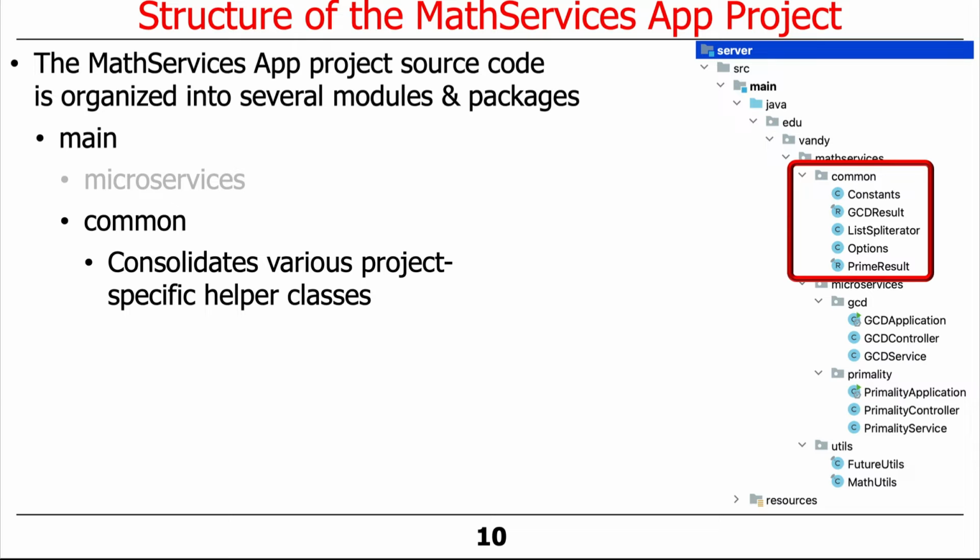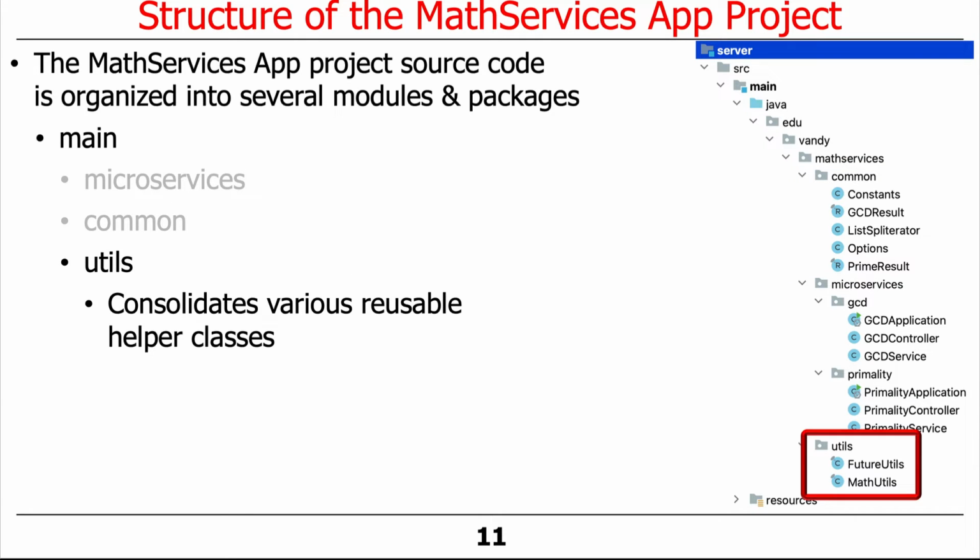And as usual, we have a constants file and an options file. There's also a set of other reusable helper classes that can be applied in many contexts, not just in this example application. So here we have mathutils, which implements the GCD algorithm and the primality checker.